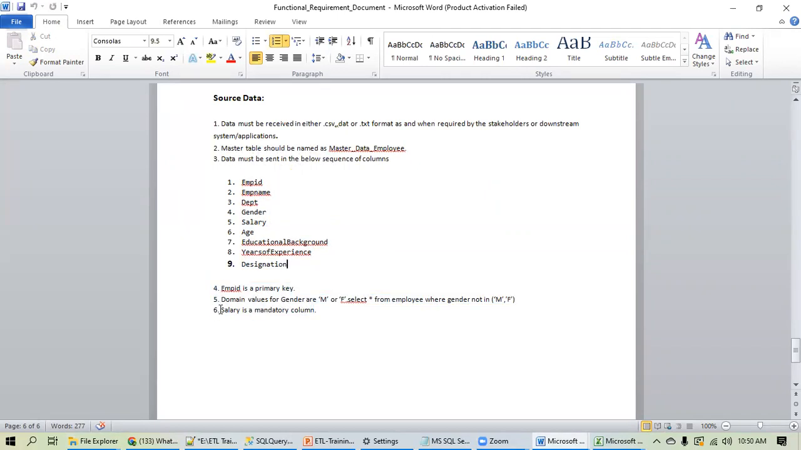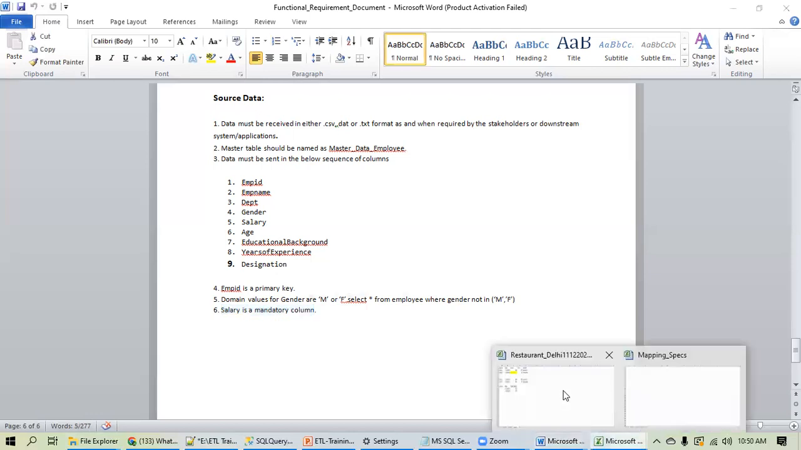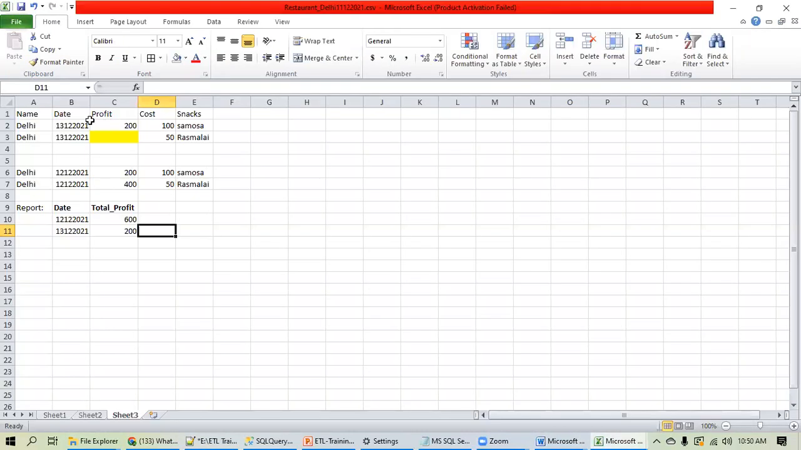Here you see it is mentioned that salary is a mandatory column. Similarly, in the mapping sheet it must be mentioned that profit is a mandatory column. So if profit is a mandatory column, then it is the responsibility of the data engineer that if someone tries to insert null or blank, it should not accept it. It should throw an error message.